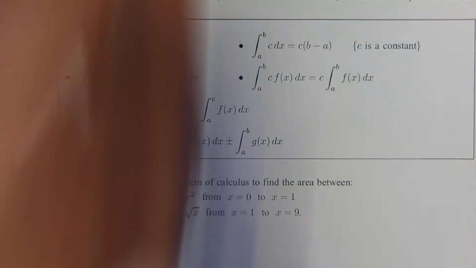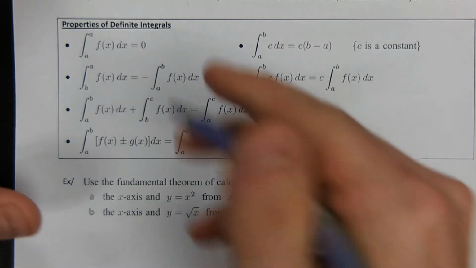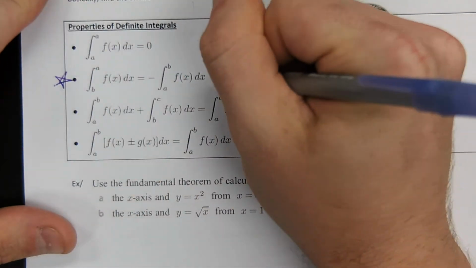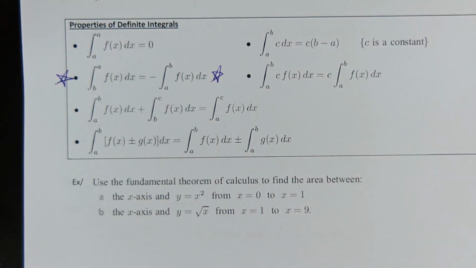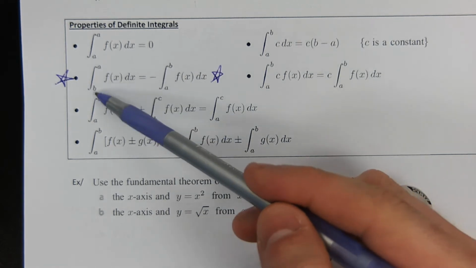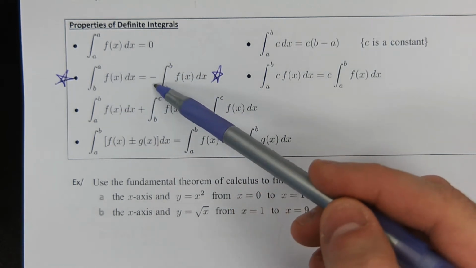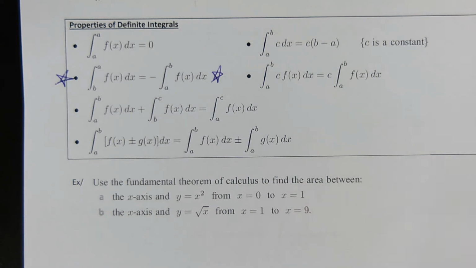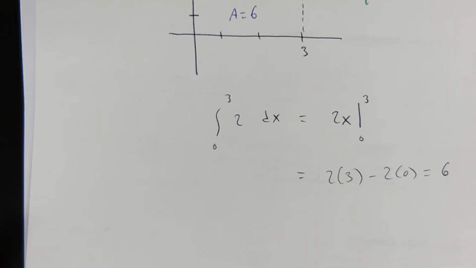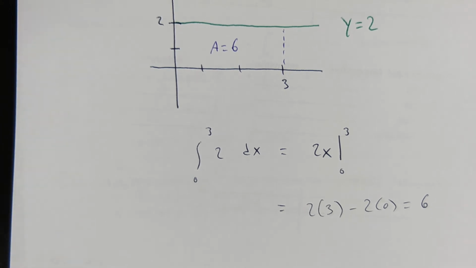This one is super important. Put a star next to it on both sides. It says that if you switch the limits of integration, you will change the sign on the value of the integral. Let's say for example, if I had evaluated this from 3 to 0 instead of 0 to 3, my answer would have been negative 6.